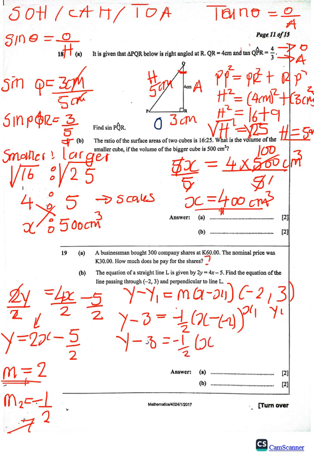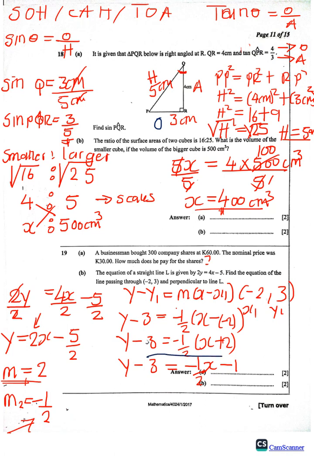So here we can see negative times negative 2 is positive 2. So y minus 3 is equal to negative half times x, which is negative half x. Then negative half times 2 is negative 1. Then we can collect the like terms.